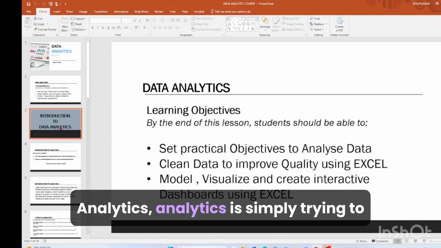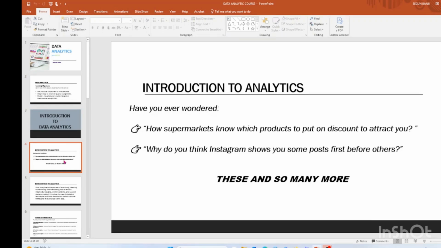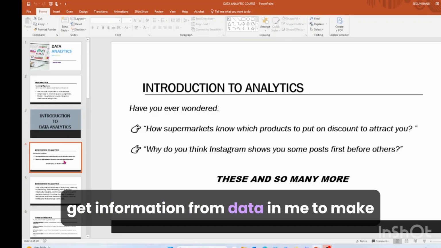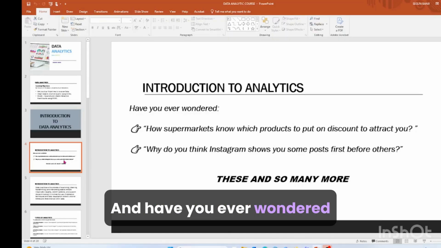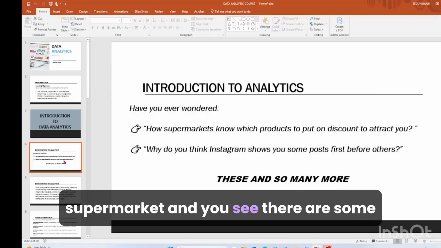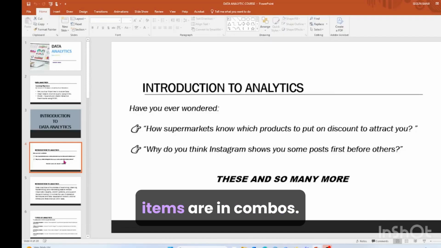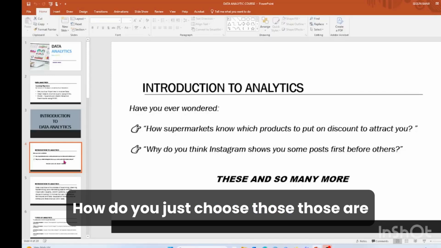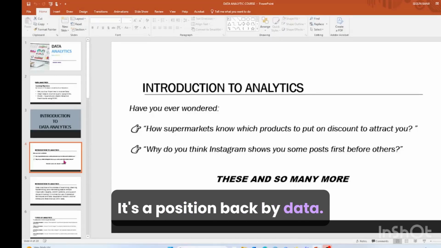And we can't get into this without understanding what analytics is all about. Analytics is simply trying to get information from data to make decisions. Have you ever wondered how you go to a supermarket and you see there are some items given for discounts, some items are in combos? How do you just choose those items? It's not a random decision. It's a decision backed by data.